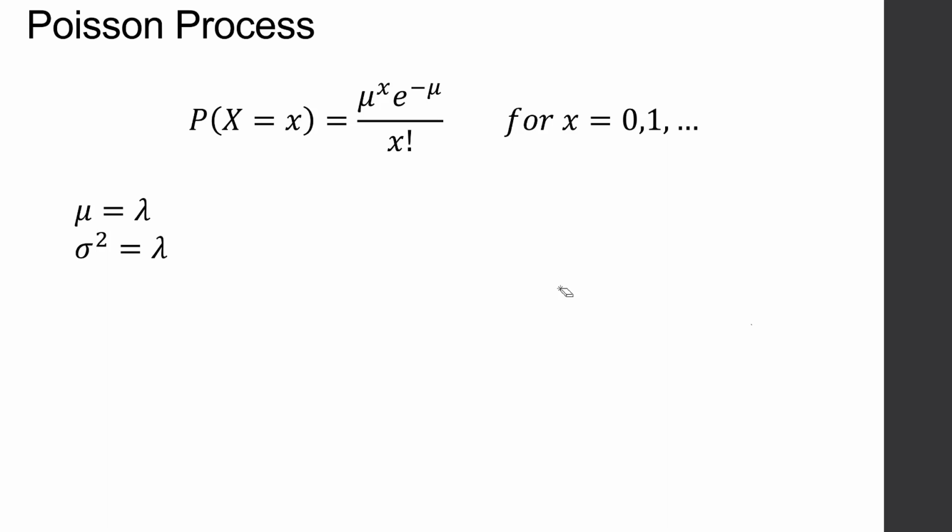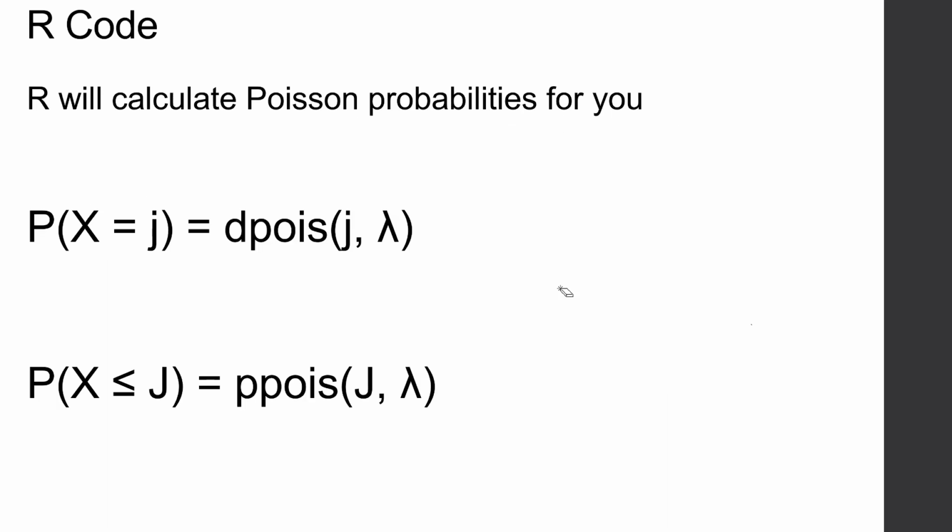So this is the function for computing Poisson probabilities. Mu to the x, e to the negative mu, divided by x factorial, where mu is lambda, and it happens that the variance is also lambda. And of course, this is for x equals 0, 1, and so on, things you can count because it's number of events. But again, we're going to use R to calculate our probabilities for us.